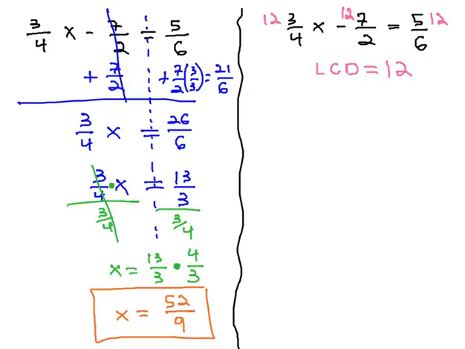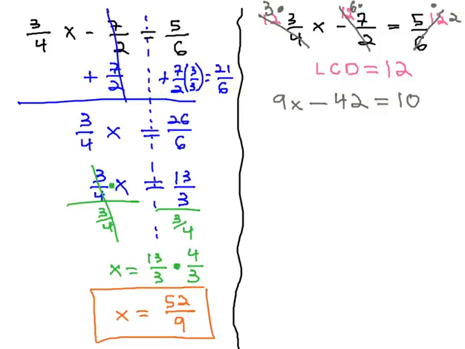And the reason for this is we are going to be able to reduce these 12s with the denominators. 12 over 4 reduces to 3. We have 3 times 3x now, which is 9x, minus 12 over 2 reduces to 6. We have 6 times 7, which is 42, equals 12 over 6 reduces to 2, and we have 5 times 2, which is 10.